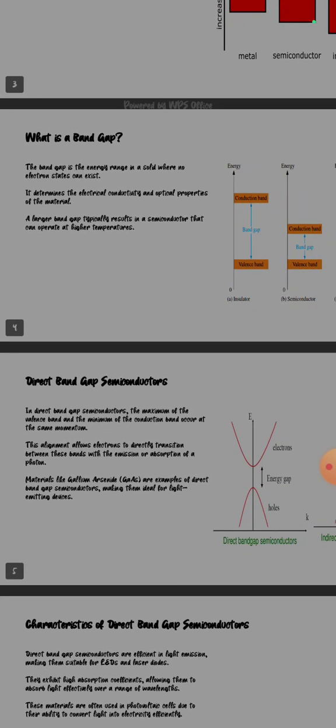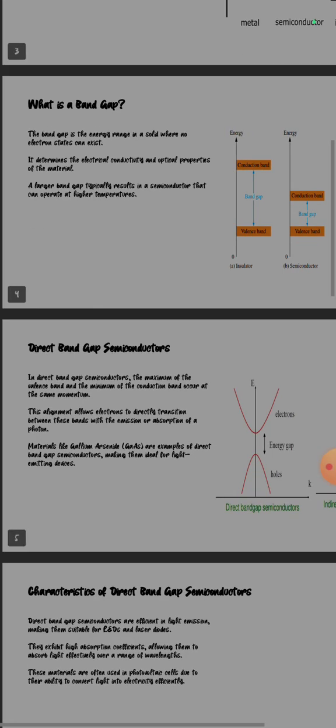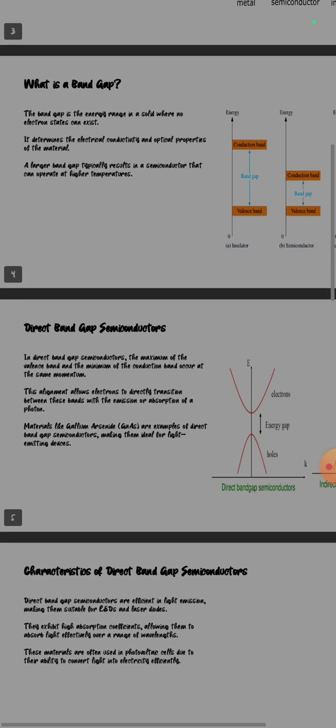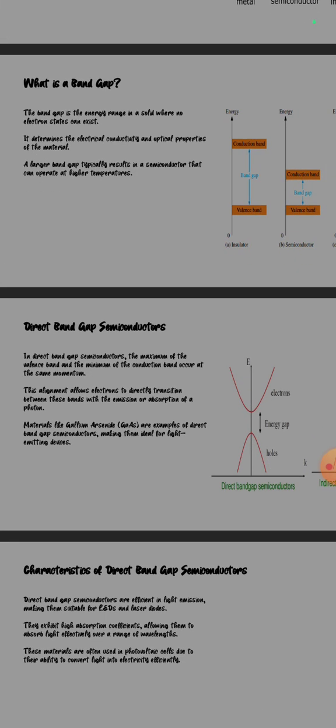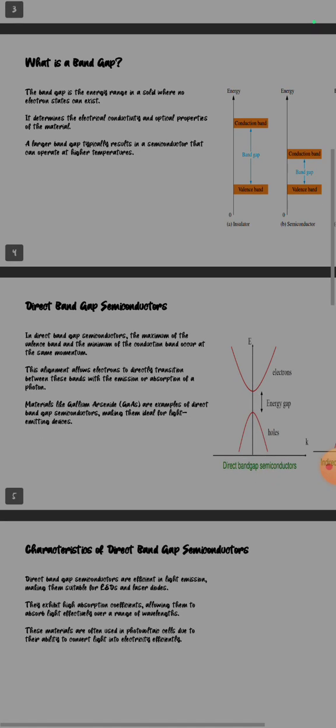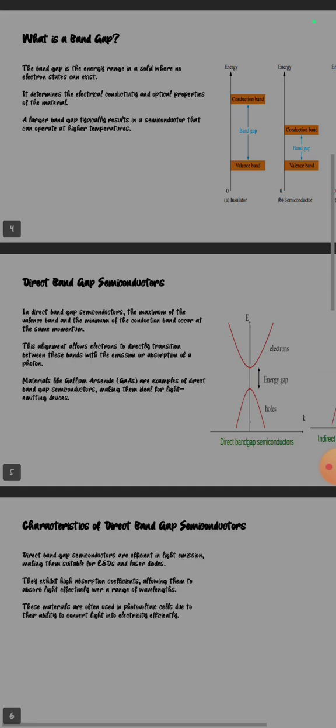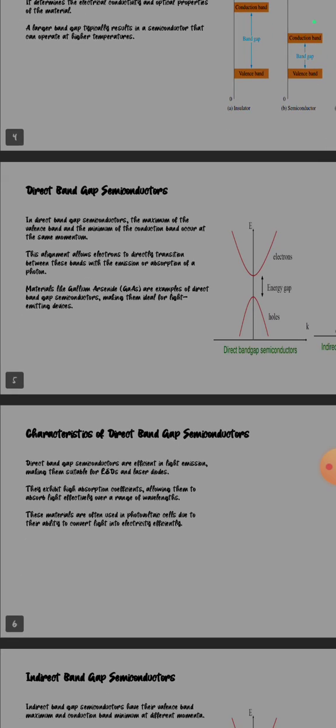Direct bandgap semiconductor. In a direct bandgap semiconductor, the maximum of the valence band and the minimum of the conduction band occur at the same momentum. This allows electrons to directly transit between the bands with the emission or absorption of a photon. Materials like gallium arsenide are examples of direct bandgap semiconductors, making them ideal for light emitting devices.